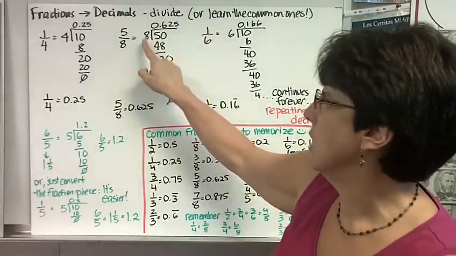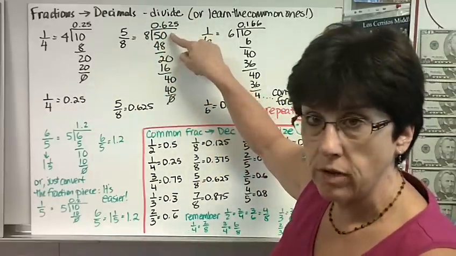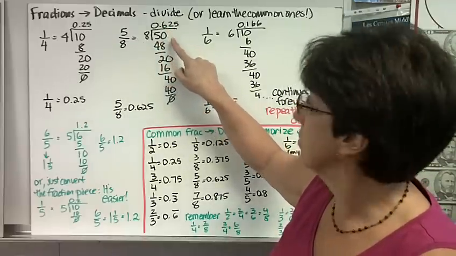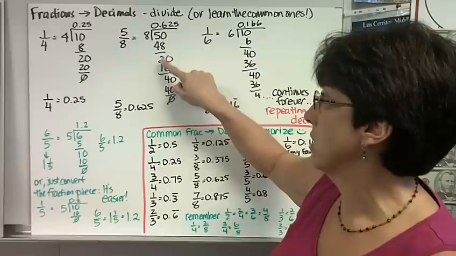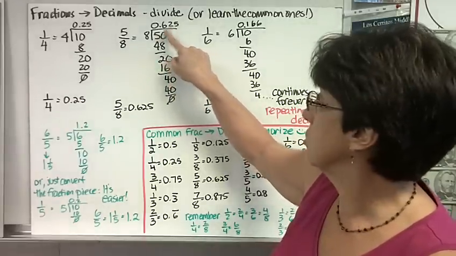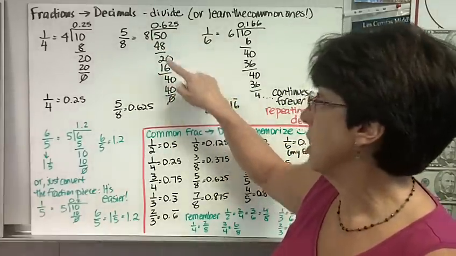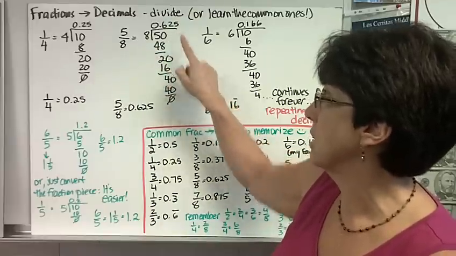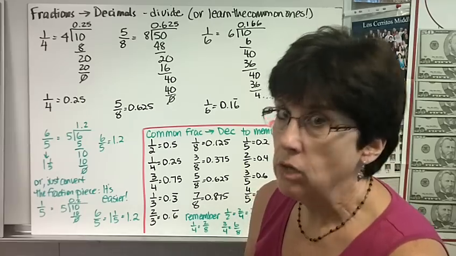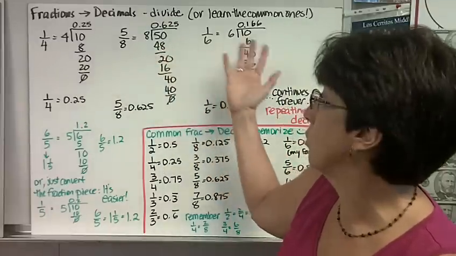5 goes on the inside. 8 goes on the outside. Does 8 go into 5? Nope. Put up a 0 and a decimal point, add a 0 to your 5 and make it 50. Does 8 go into 50? Yep. 6 times. 6 times 8 is 48. Subtract. We get 2. Add another 0. 8 goes into 20 twice. 2 times 8 is 16. Subtract. Get a 4. Add another 0. 8 goes into 40 5 times. It ends. Okay? These are problems where I'm not going to say, give me a remainder. All right? We are doing decimals. So they will terminate, which means end, or they will repeat.